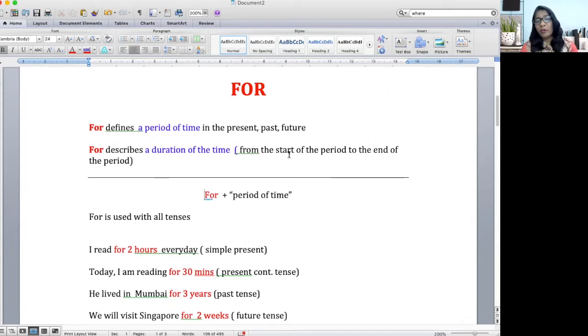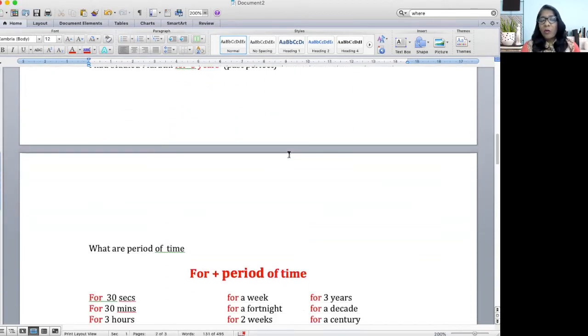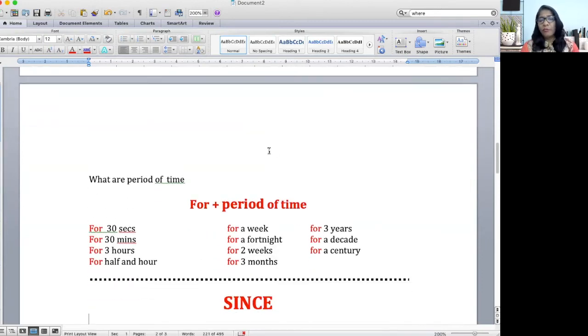Now let's check out what a period of time is. For can be used like for 30 seconds, for 30 minutes, for 3 hours, for half an hour, for a week, for a fortnight, for 2 weeks, for 3 months, for 3 years, for a decade, or for a century. So now let's go to the next time element.